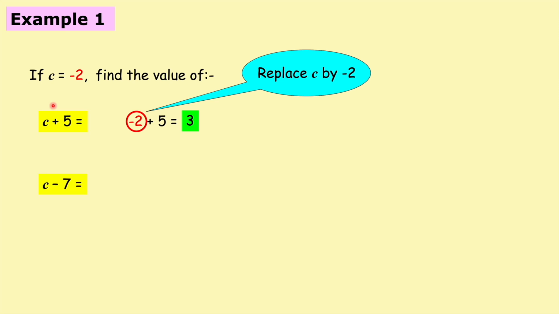Our next one is c subtract 7, so we are going to replace our c with -2, which gives us -2 subtract 7. So -2 subtract 7 is -9.